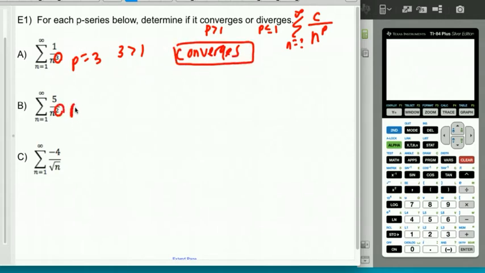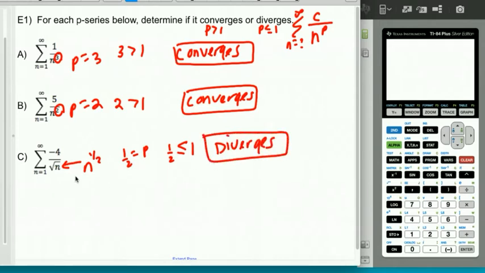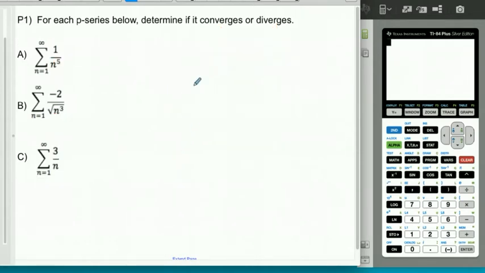Same thing here. P is 2. 2 is greater than 1. This thing converges. It's expected that you will just memorize the convergence and divergence of a P-series. Now this is actually an n to the 1/2, so P is 1/2, which is less than or equal to 1, so this thing diverges. Okay, and again, it doesn't matter that it's a negative. It just means that it's going to diverge to an infinitely negative sum instead of an infinitely positive sum. That's all. Doesn't matter.